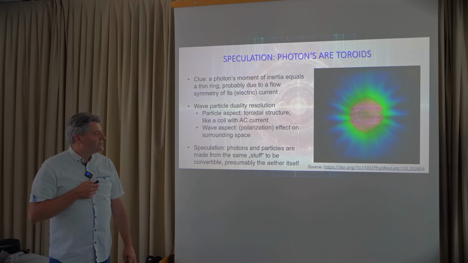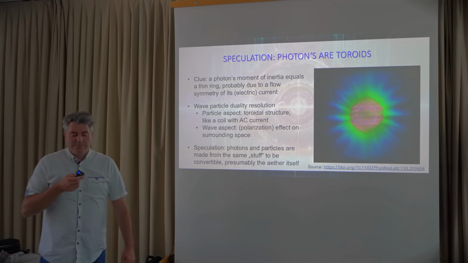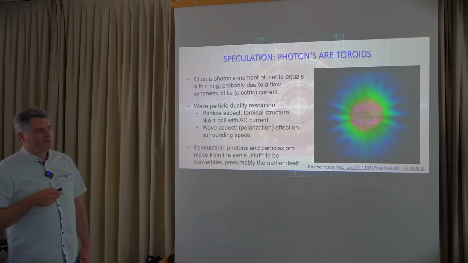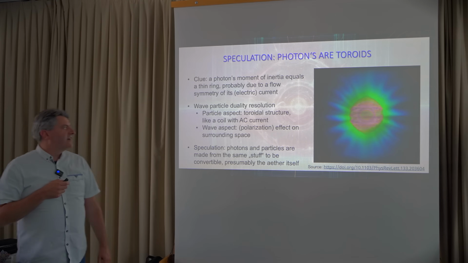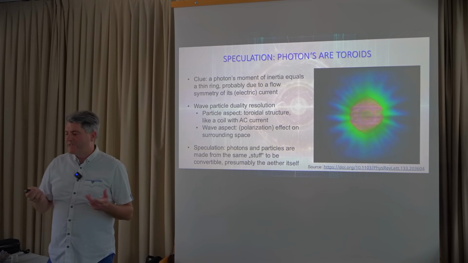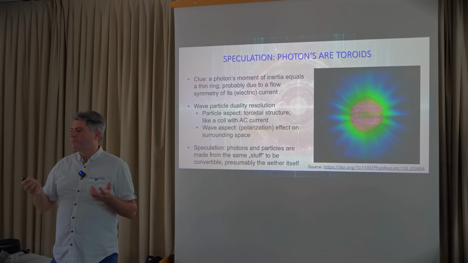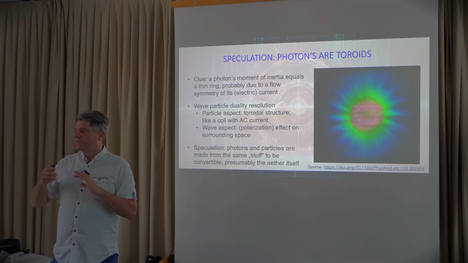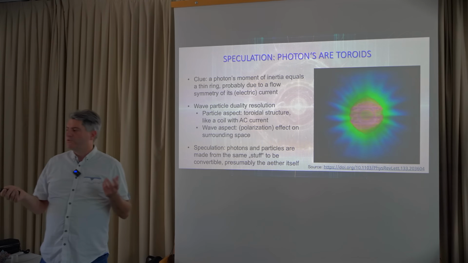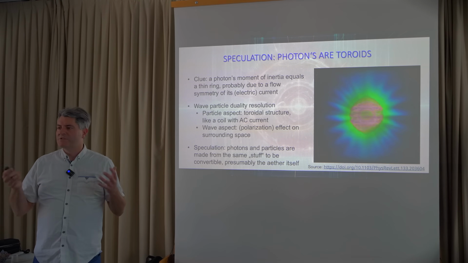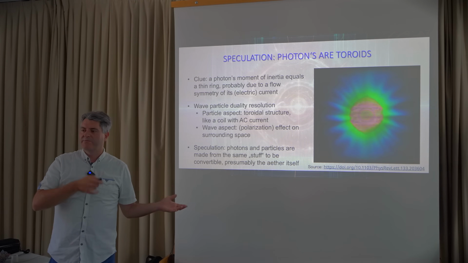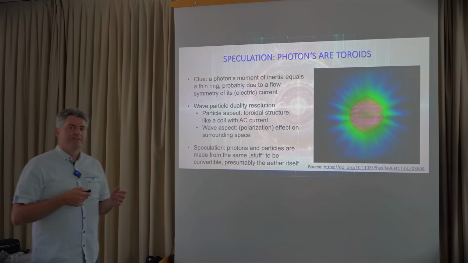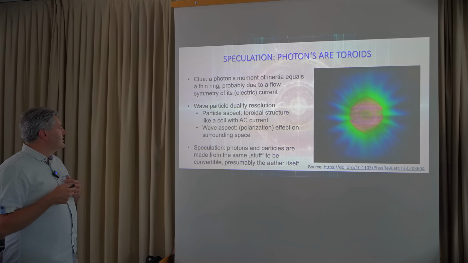Wave-particle duality for the photon should also be explainable. The toroid is responsible for the particle part. And I think also that space is polarizable, and the wave part would then be the effect of the AC current of the toroid on the surrounding space. We have to consider both the toroid and the effect on the surrounding space, and then you get wave behavior and particle behavior. That would be my interpretation.